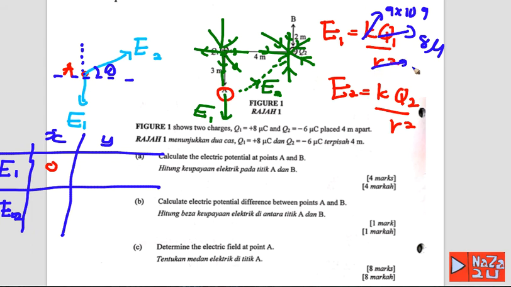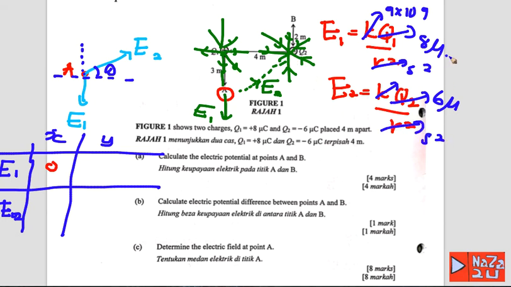So this is 3 squared. Q2 is negative, but you don't need to use the negative sign, so you just use the value of 6 microcoulomb. The distance from Q2 to point A is 3 and 4, so you can use Pythagoras and this is 5 squared.